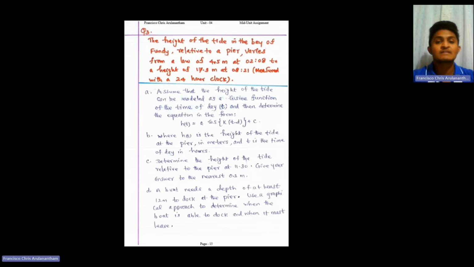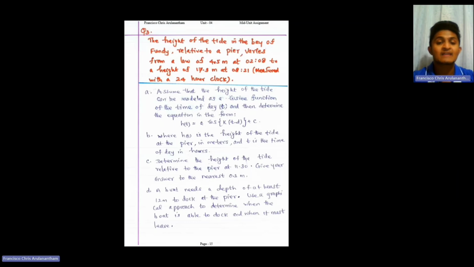The height of the tide in the Bay of Fundy relative to a pier varies from a low of 4.5 meters at 2:08 to a height of 17.3 meters at 8:21, measured with a 24-hour clock.